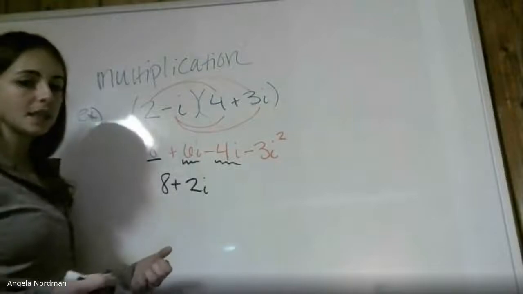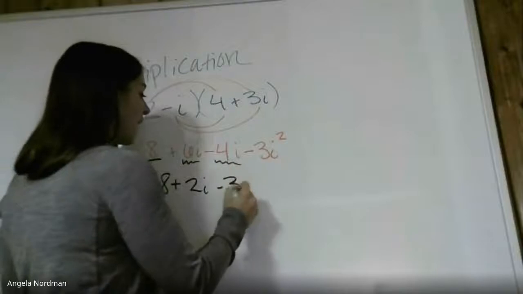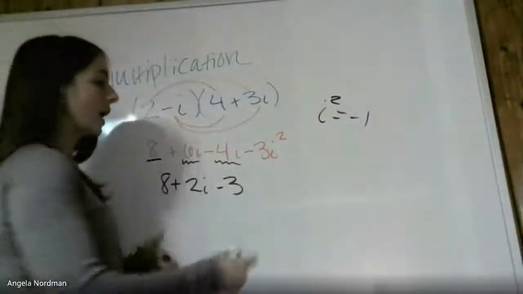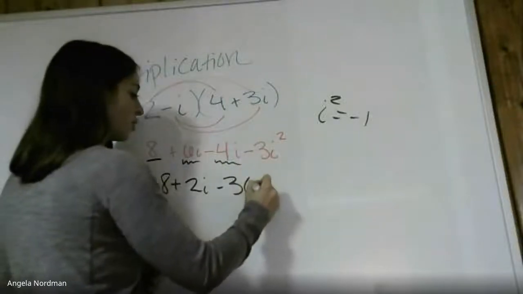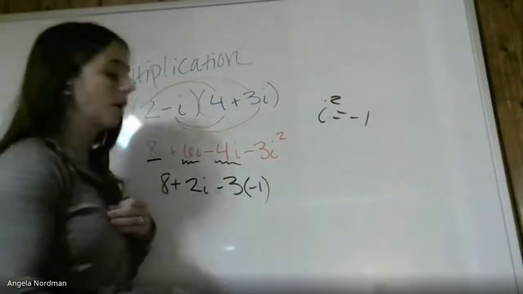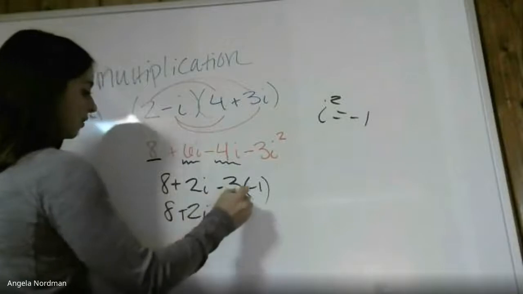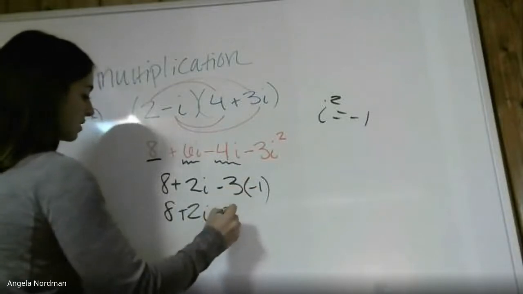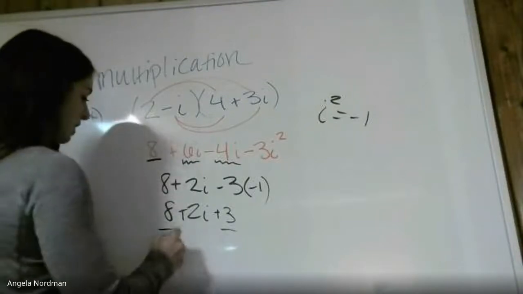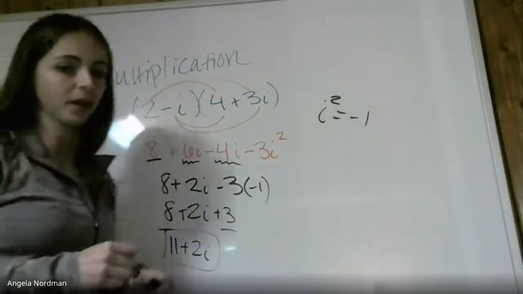So now there's one thing I said about i squared. Whenever I have an i, I have to leave it. But if I have an i squared, I know that that equals negative 1. So I have to replace this i squared or substitute in that value of negative 1. Okay, so I'm going to keep simplifying this out. 8 plus 2i, negative 3 times negative 1 is a positive 3. So now I have one last step of combining like terms to give me 11 plus 2i as my final answer.